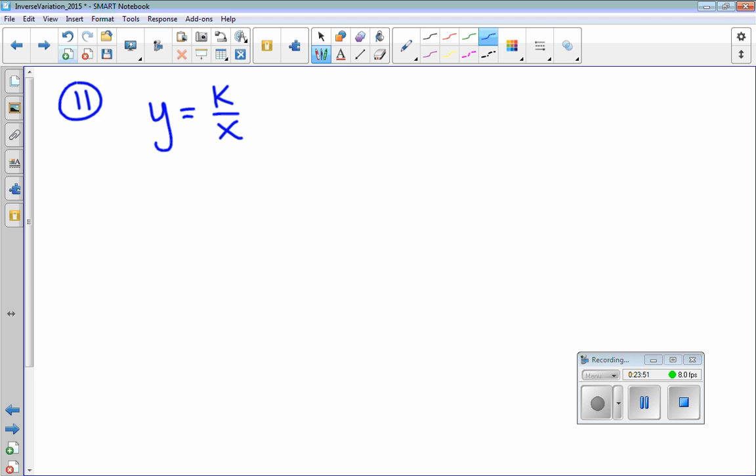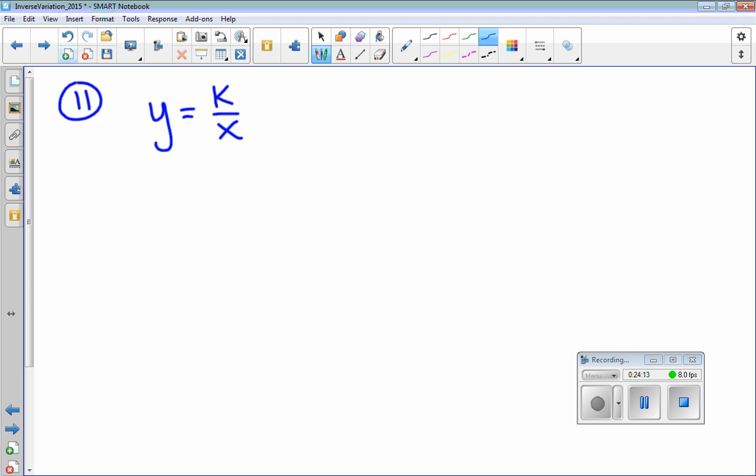Again, it says find the constant of variation. So all we need is k. Do I have an x and do I have a y? Am I given that in number 11? So aren't I just plugging it in? Do I have to do anything else? That's pretty easy, right? Okay. It's when I get to a problem like 13 through 16 that it becomes a little bit more difficult.